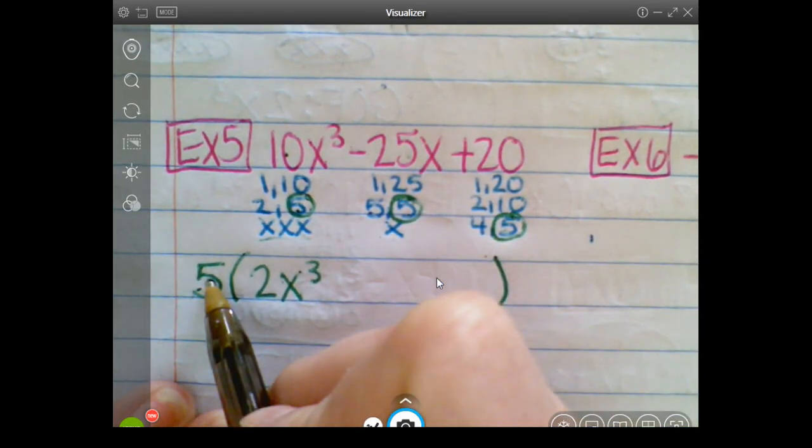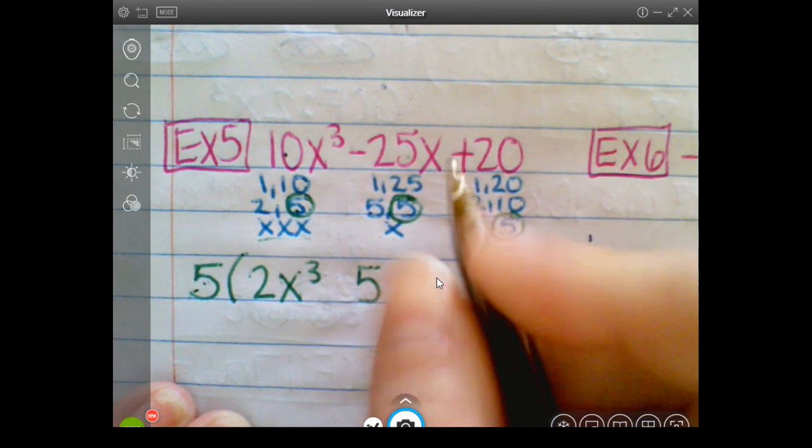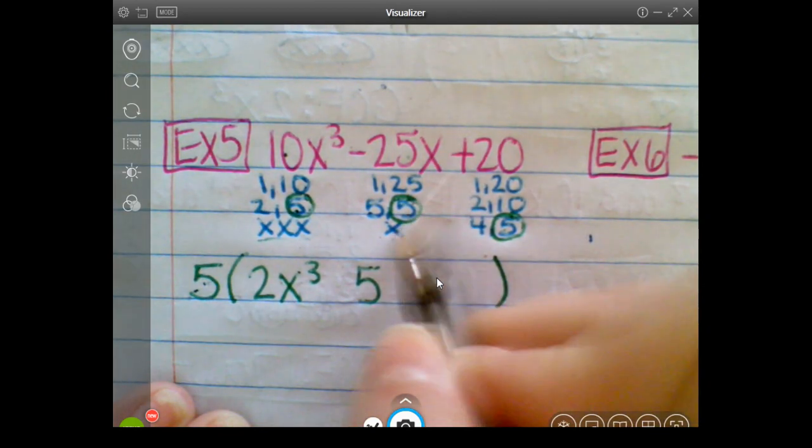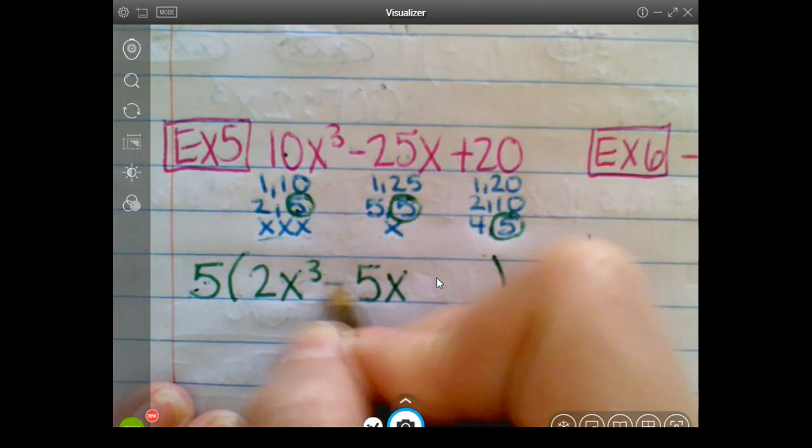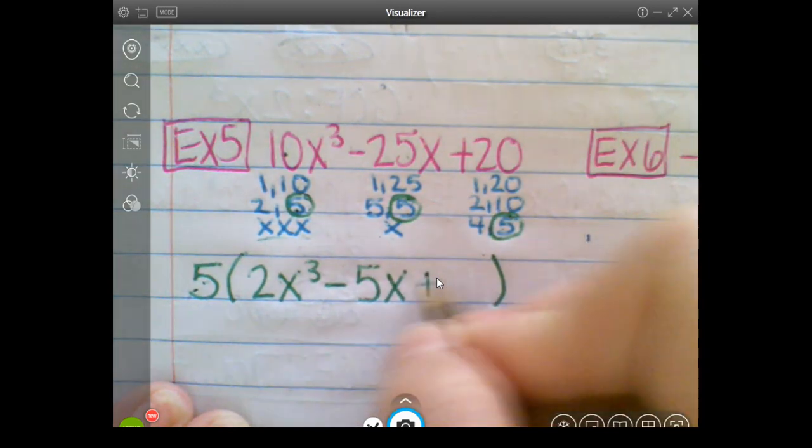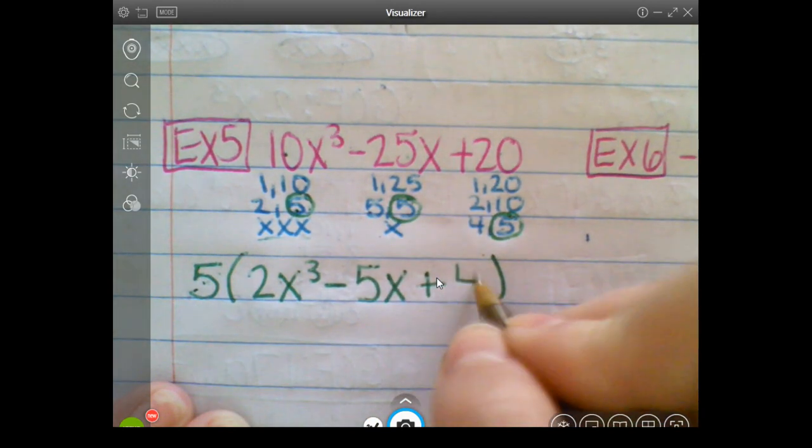25 divided by 5 is 5. And they had an x, and I didn't take any. There's an x here, not circled, so it goes here, and that's a negative. Plus 20 divided by 5, which is 4.